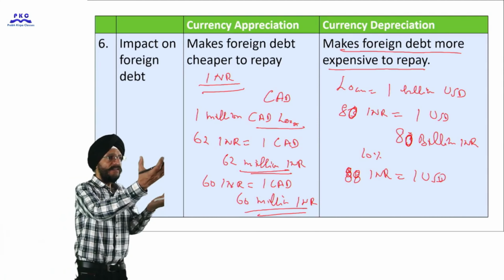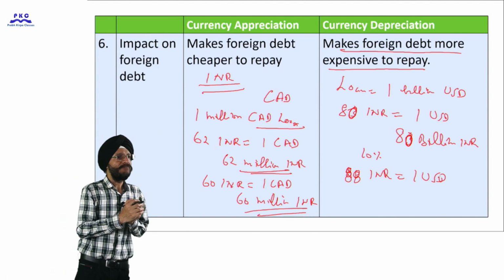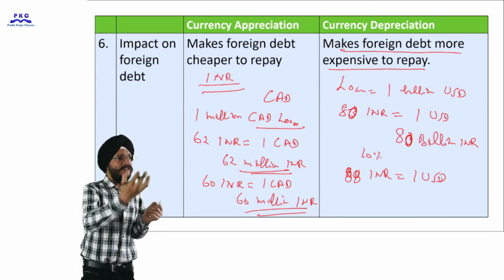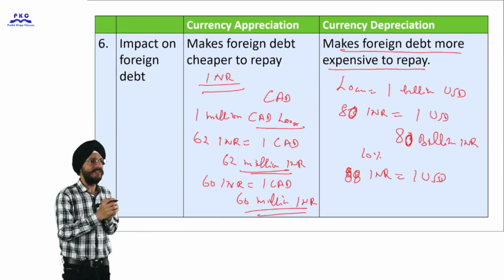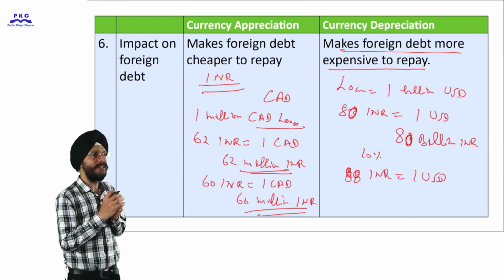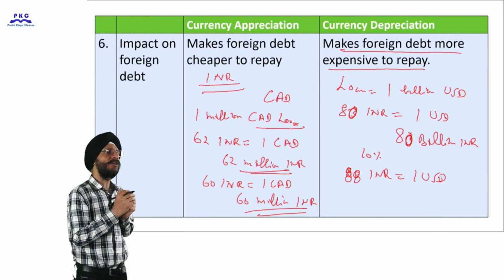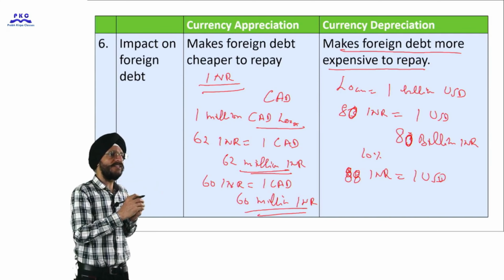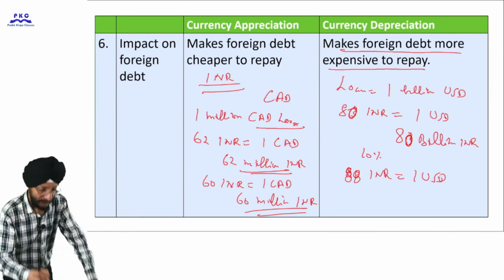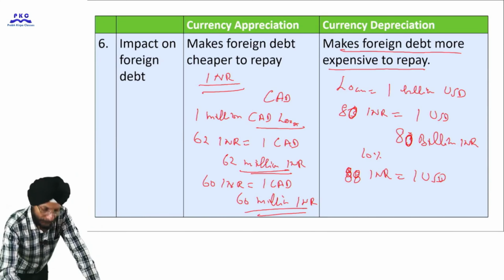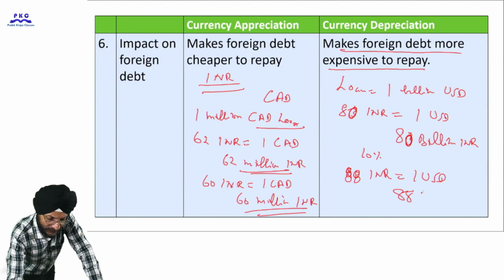So when the currency has depreciated, and now the government, after the depreciation of the value of Indian currency, decides to repay the loan. What amount of domestic currency will it require if it decides to repay? Now the Indian government will require approximately 88 billion Indian rupees.